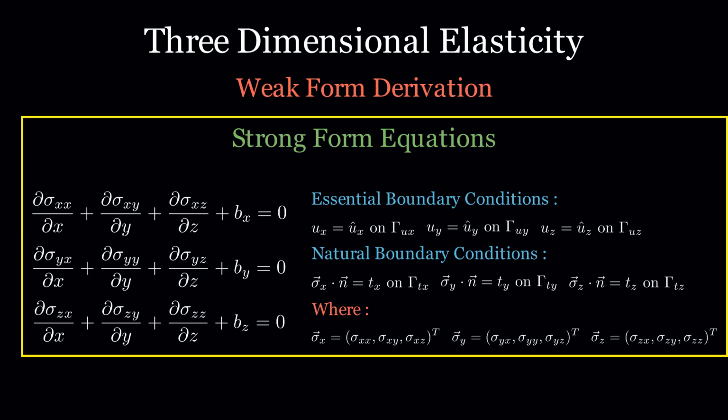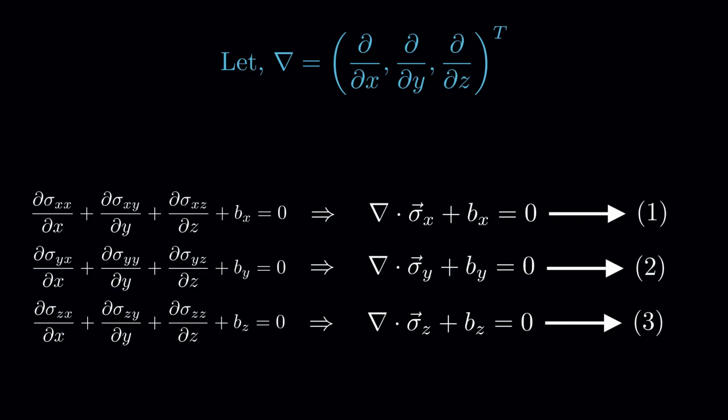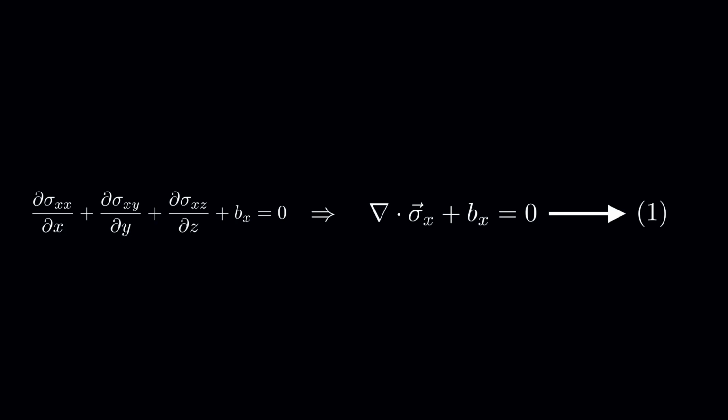These strong form differential equations are taking up a lot of space. Let's rewrite them in short form. Let's assume a symbol, nabla, sometimes also called the del operator, that equals the column vector of partial derivatives with respect to x, y and z. If we rewrite the strong form equations in short notation, they look like this. Let's denote these three equations as equations 1, 2 and 3. Let's work on the first equation.